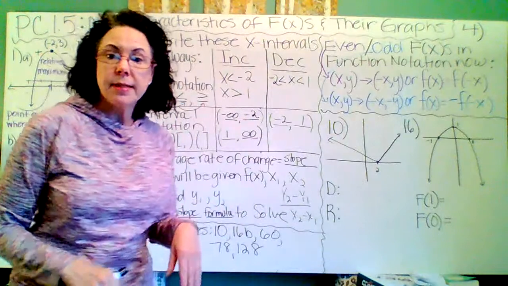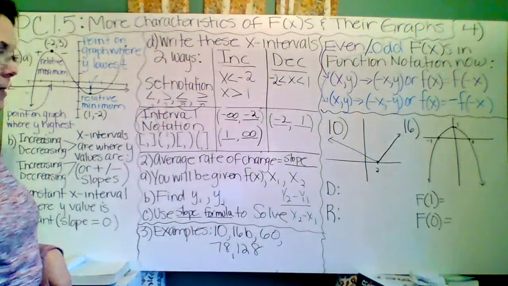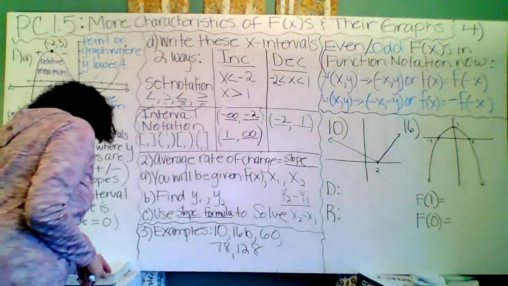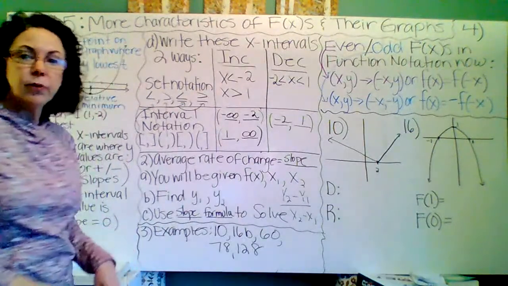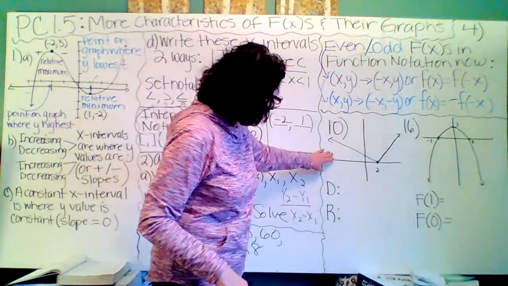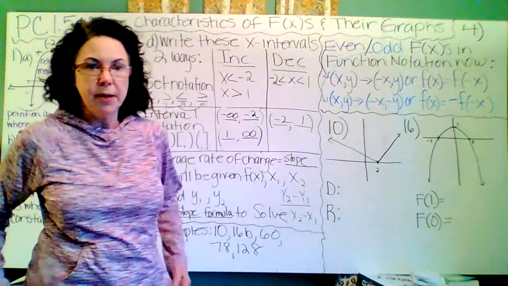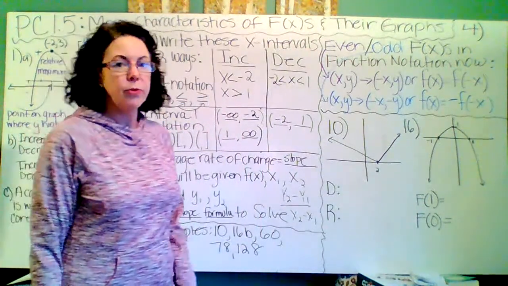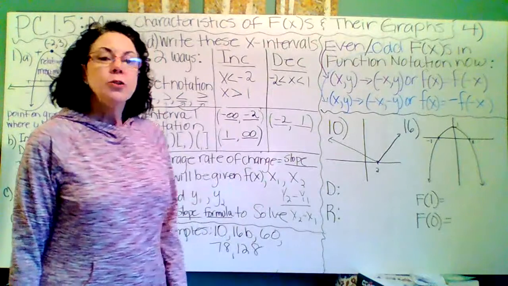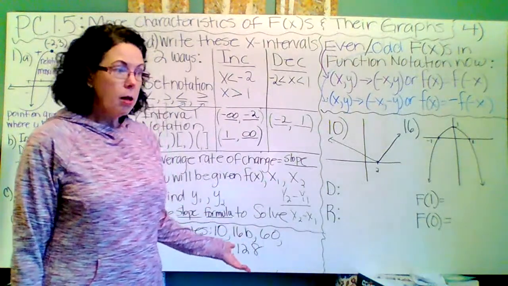Okay, let's do some examples. I already have number 10 and 16 set up. So on number 10 in your book, they want the domain and range. So I drew a picture and I put D and R for domain and range. Okay, so how do you get domain and range when you're looking at a picture? Domain are x's where there's a y point graphed.